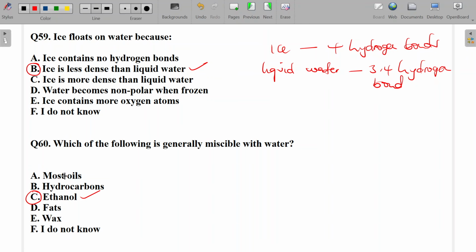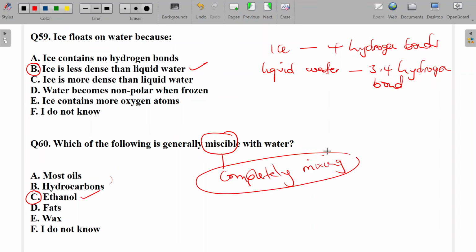So these other ones, oils, hydrocarbons, fats, wax, all these are lipids. Lipids are not soluble in water. And when they say miscible, they mean complete mixing. Okay. When you add alcohol and water, they will mix completely. That is one thing you need to note.